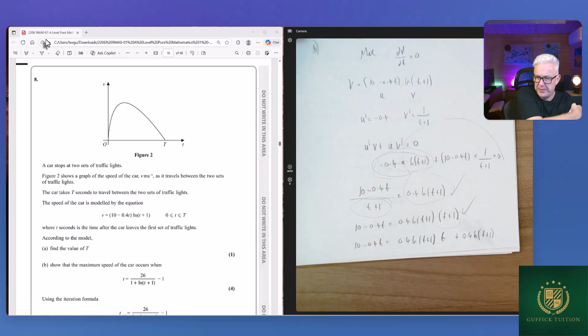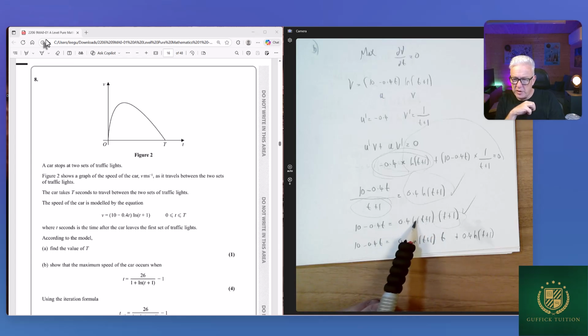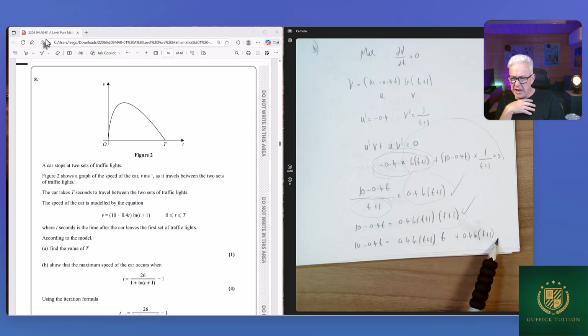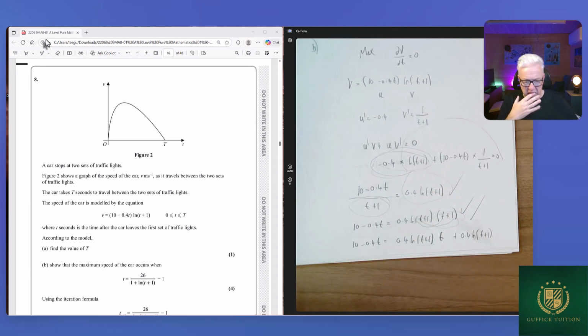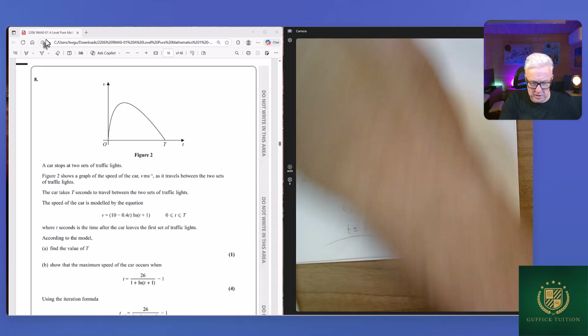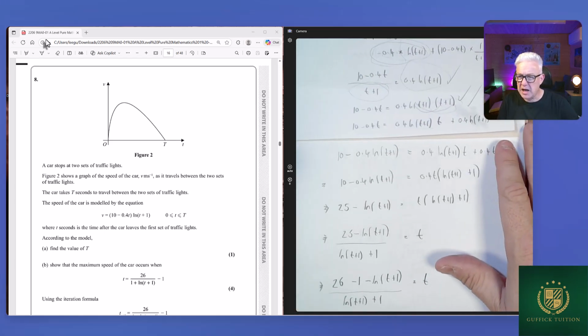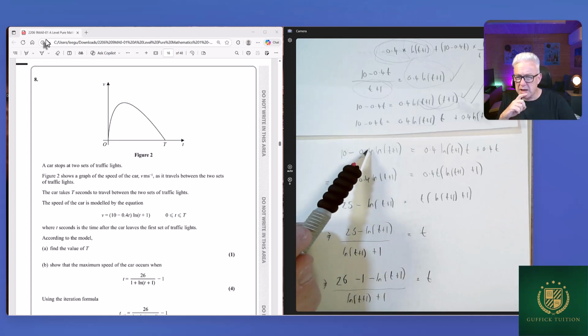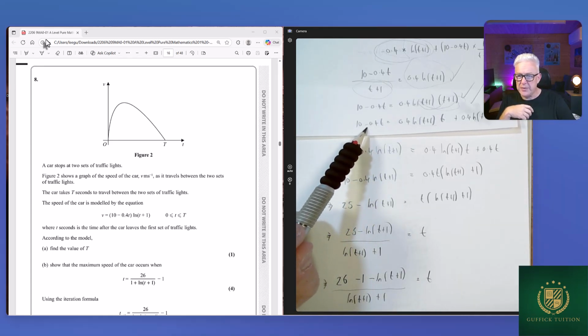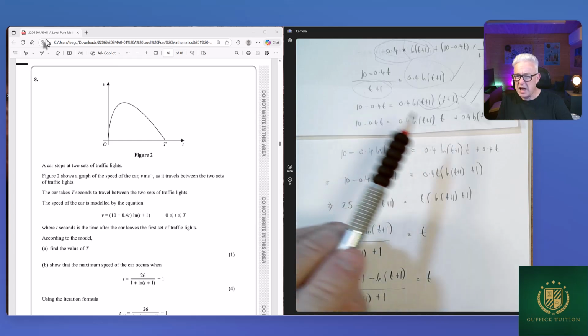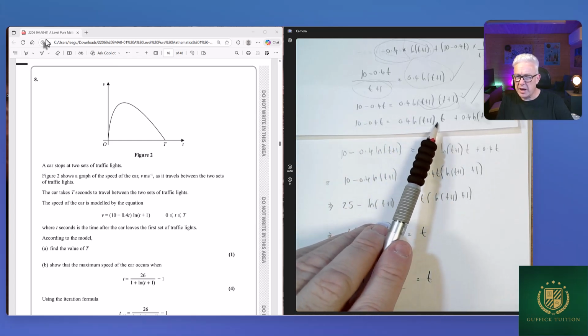So far so good there. Now we can expand our brackets on the left hand side, and we're going to have t times 0.4 ln(t + 1), and then we're going to have 0.4 ln(t + 1). So that one times that one gives us this term, and that one times that one gives us that term. So we've expanded our brackets now. So far so good. Right, so let's see where we're going to go from here. We're at this stage here. So what we're going to do is take away that 0.4 ln(t + 1) t.